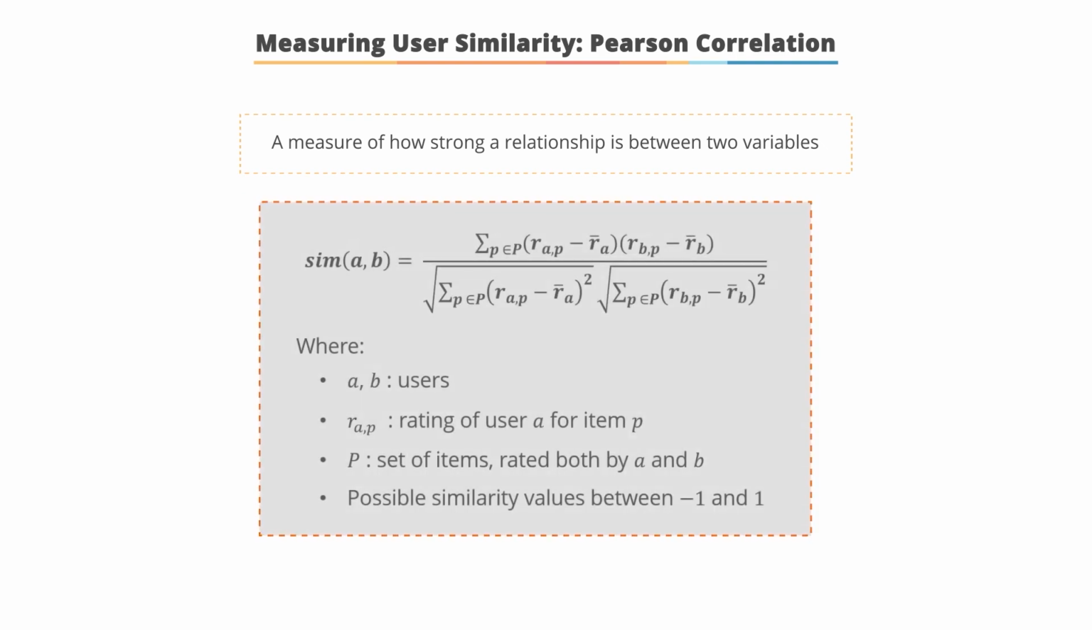In the given formula, A and B are the two users, and you are asked to find the similarity between them. The formula will give you a result between -1 and 1, where 1 means highly similar and -1 means not at all similar. R_AP is the rating of user A for item P. P is the set of items that are rated by both A and B.